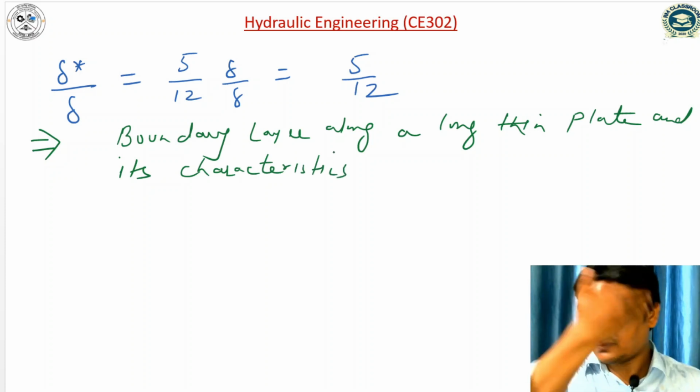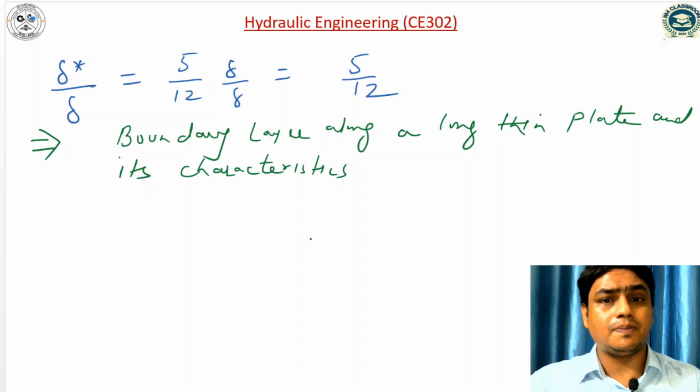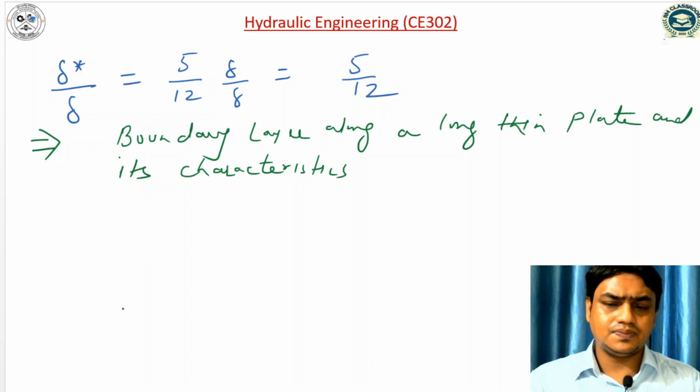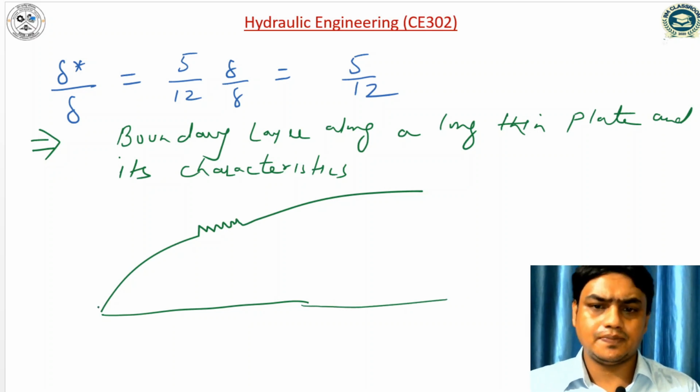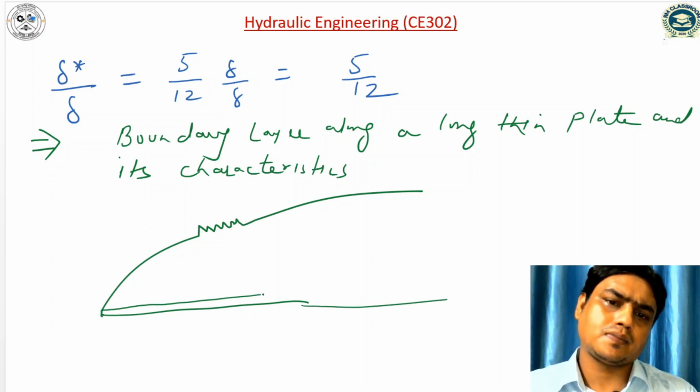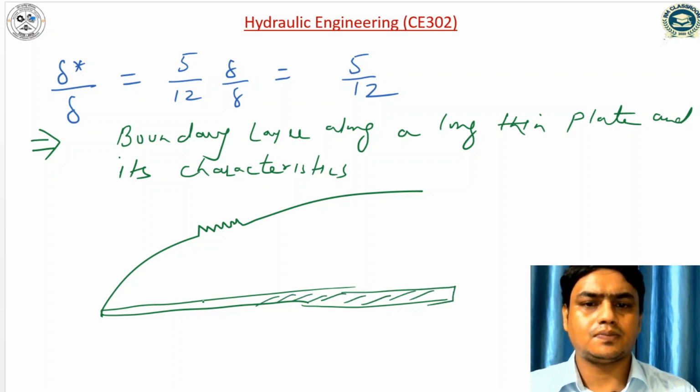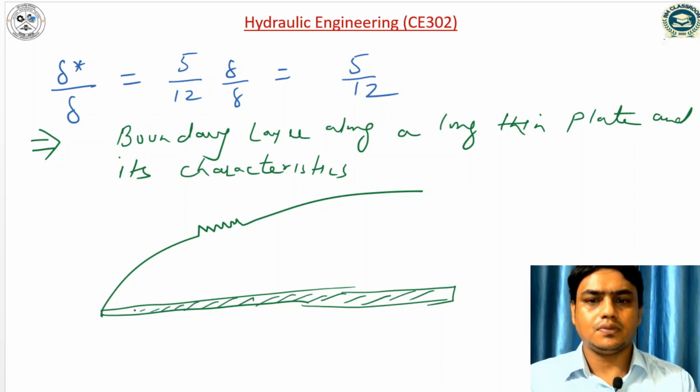So we have to see the boundary layer along a long thin plate and its characteristics. So let us assume this is our thin plate. This point is called the leading edge.